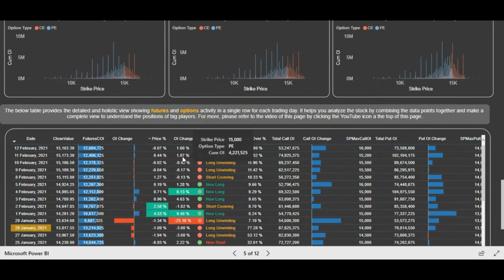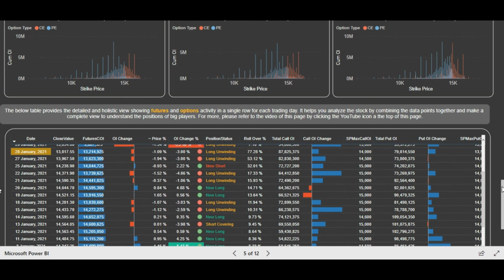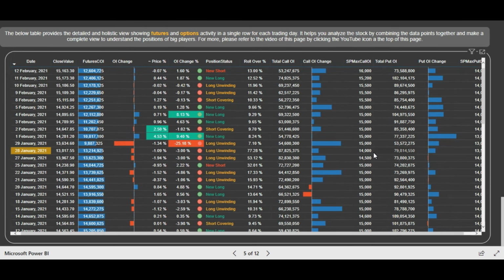Now coming to the bottom, that is the very important table we have added. So in this you get the daily view and you get to analyze the data in very detail in just one row for that particular day. So in this table you can always see how the open interest is getting developed, the futures, the OI change in the futures, the price, OI change in percentage, and what is the position status every day, the rollover percentages. The rollover percentage is more significant on expiry day only. So we have already made a video on rollover statistics. You can follow that video in order to understand this particular indicator in detail.